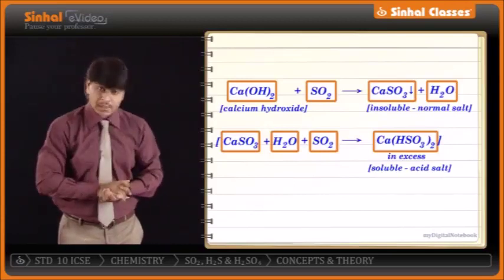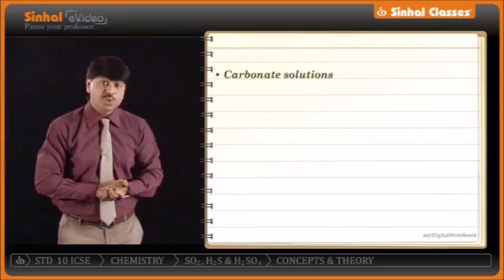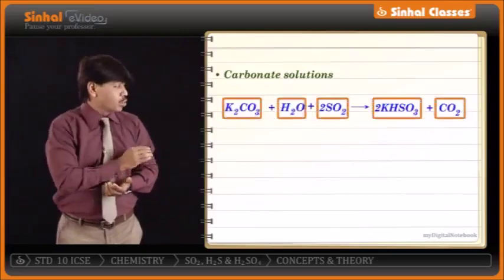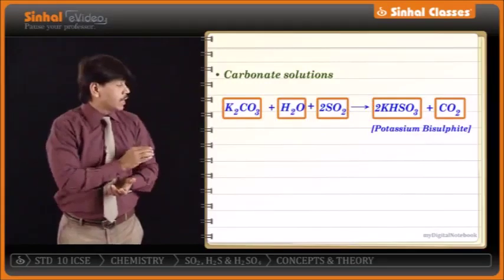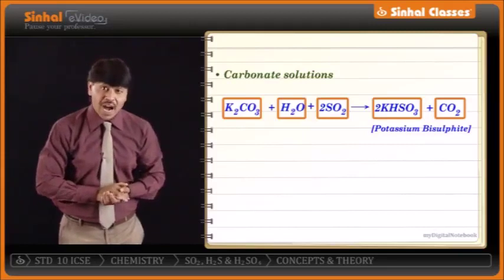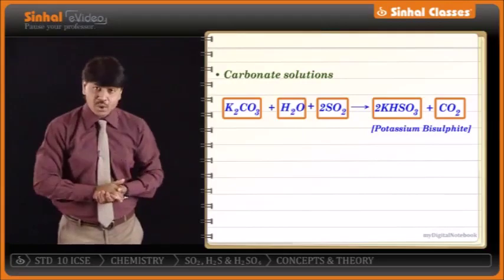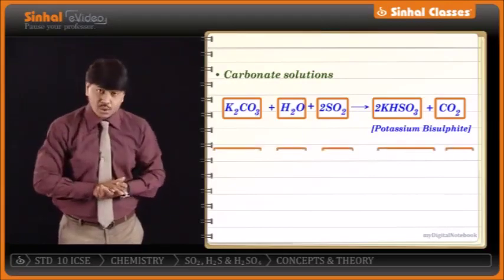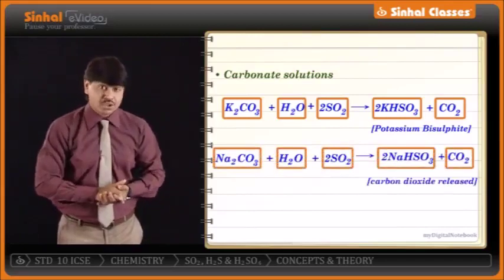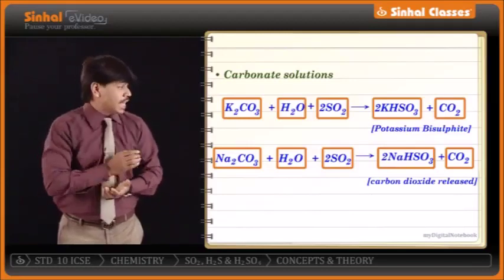It becomes soluble. If we take any carbonate such as potassium carbonate, K2CO3, and pass SO2 along with water, that is 2SO2 plus H2O, it will give you 2KHSO3, potassium bisulfite, along with carbon dioxide gas. Another carbonate like sodium carbonate, when treated with SO2 in the presence of water, will give you sodium bisulfite, NaHSO3, along with carbon dioxide gas.